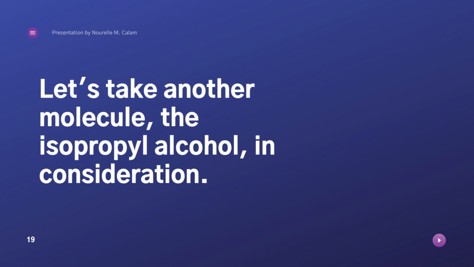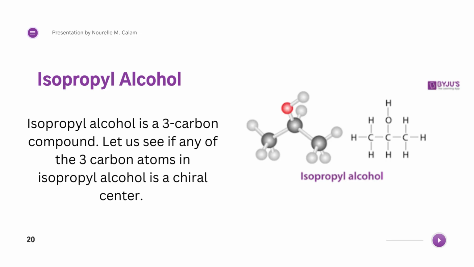Now let's take another molecule, isopropyl alcohol, into consideration. Let's see if isopropyl alcohol can be considered chiral or achiral. Isopropyl alcohol is a three-carbon compound, so it is a compound possessing three carbon atoms. Let us see if any of the three carbon atoms in isopropyl alcohol is a chiral center. Again, in a compound, dili lang isa ka carbon atom ang pwede makonsider for chirality. Diba? I have read that earlier in the video.